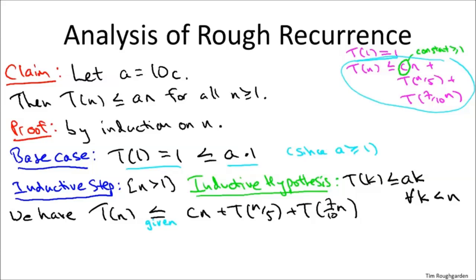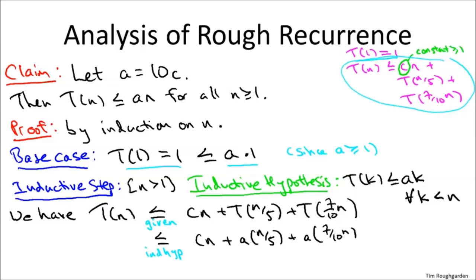Now that we've invoked the recurrence, what can we possibly do? We can't really do any direct manipulation on any of these three terms, but fortunately, we have this inductive hypothesis. That applies to any integer which is less than n. We have here n over 5, that's certainly less than n. We have 70% of n, that's certainly less than n. So we can apply the inductive hypothesis twice. We already know that these T values are bounded above by a times their arguments. So T of n over 5 is at most a times n over 5. T of 7/10 n is at most a times 7/10 n.